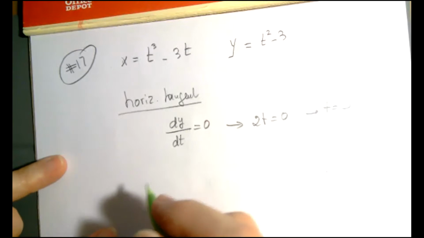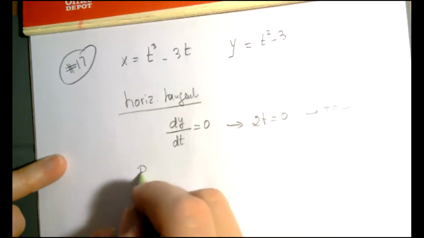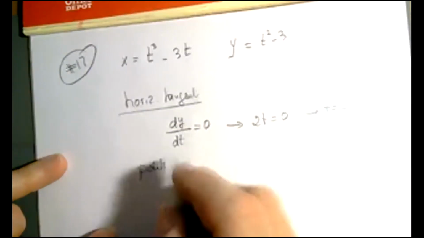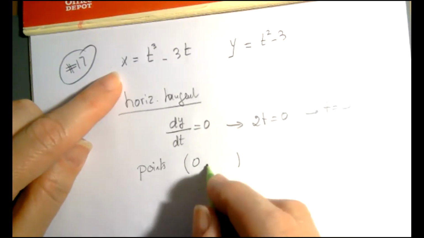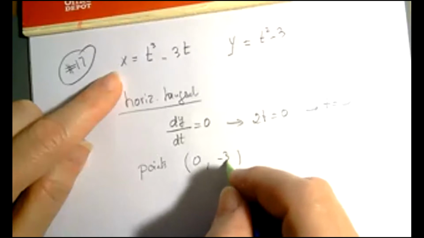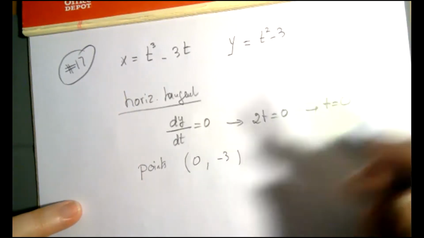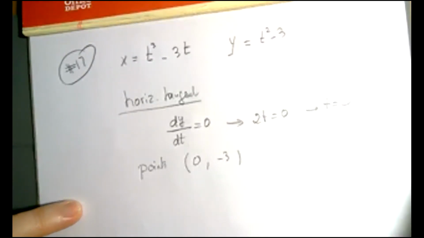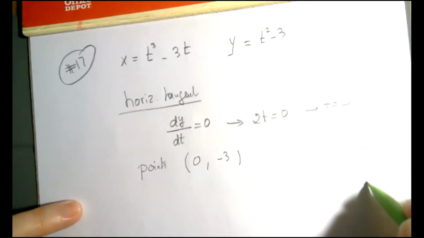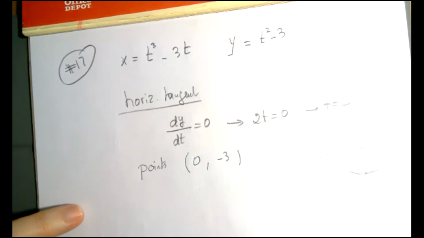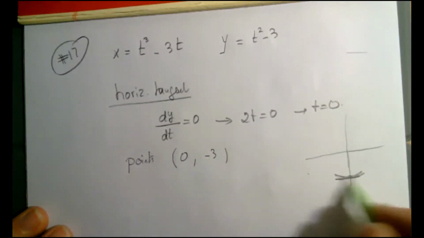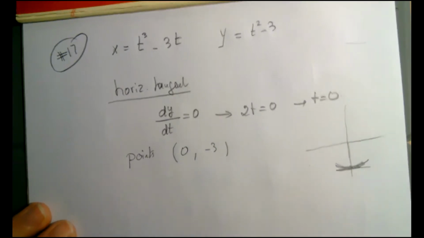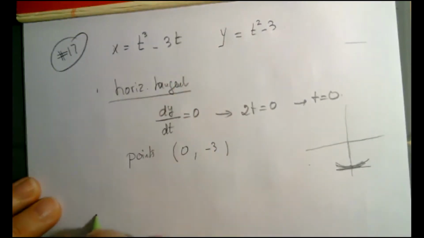And the points on the curve, I should have found the points last time. The point on the curve will be, if t is 0, x is 0. If t is 0, y is minus 3. So at the point 0, minus 3, somewhere on the curve, the graph is going to look like that. Okay? That's how the graph would look like. It's a horizontal tangent. Now the second part, which is vertical.